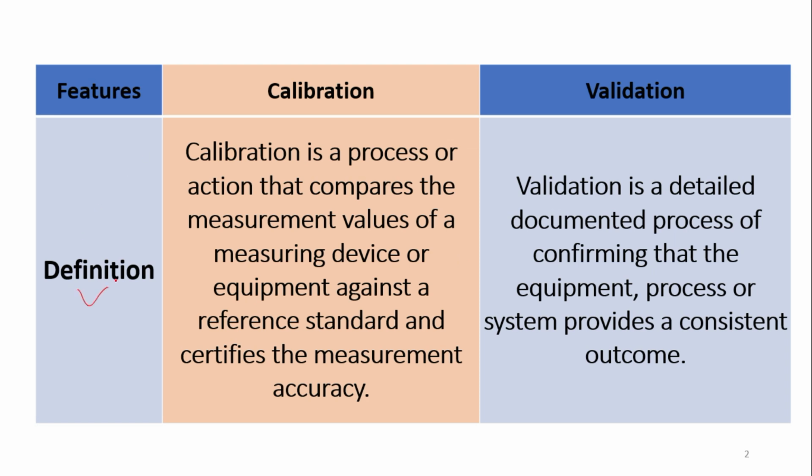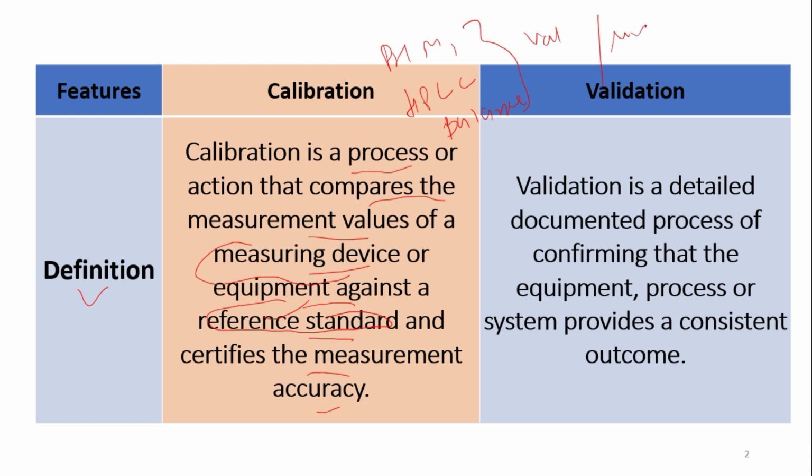First is the definition. Calibration is a process or action that compares the measurement values of a measuring device or equipment against the reference standard and certifies the measurement accuracy. So this is very important to remember: measuring device or equipment against the reference standard, right? Say suppose we have a pH meter in our lab, or HPLC or balance. So while doing the calibration, whatever values we have observed, and whatever values we have already got as validated equipment.